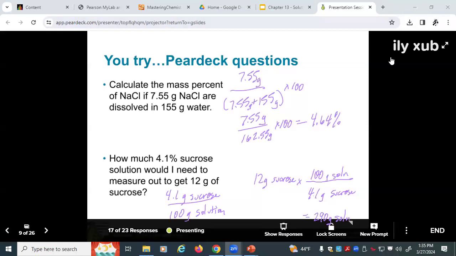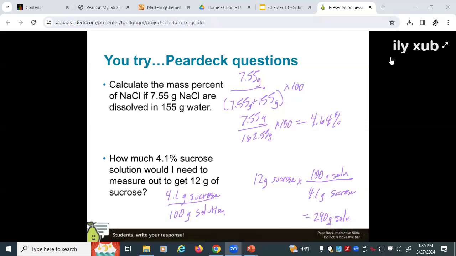Okay, walking around, most of you are on the right track with the first one. Pretty straightforward application. I just need to take 7.55 grams of sodium chloride, add together the two things in the bottom to give me 4.64% as my mass percent for that first one. If your numbers were slightly different, 4.65, 4.63, it's probably a rounding thing more than anything else, but you're definitely on the right track.